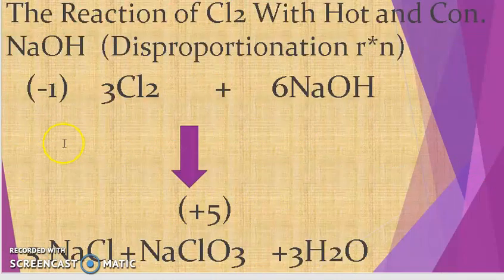Okay, come to this reaction. In the question they mentioned the reaction of Cl2 with hot and concentrated NaOH. That means it is a disproportionation reaction. I have taken 3 molecules of Cl2 plus 6 molecules of NaOH, which gives the product NaCl. Here there is a Cl.